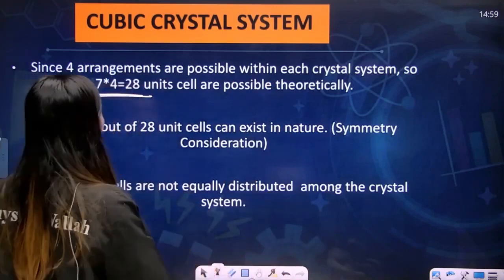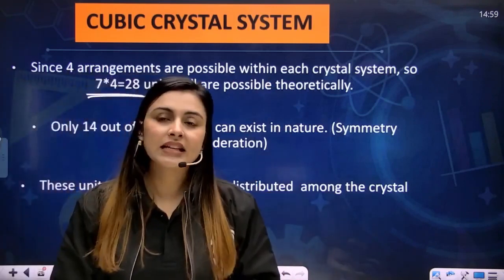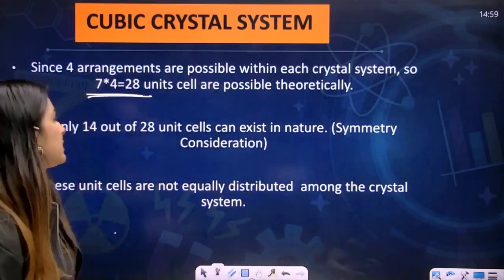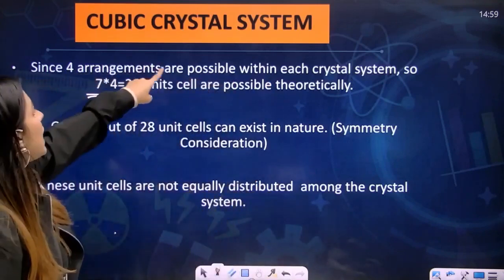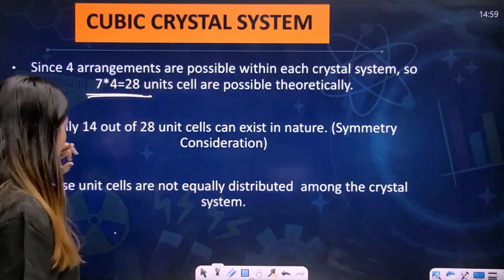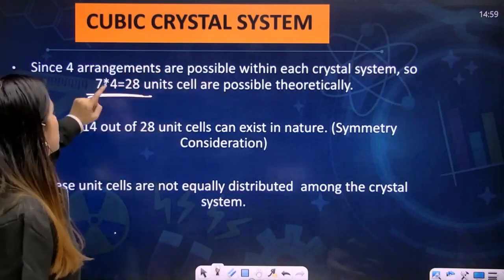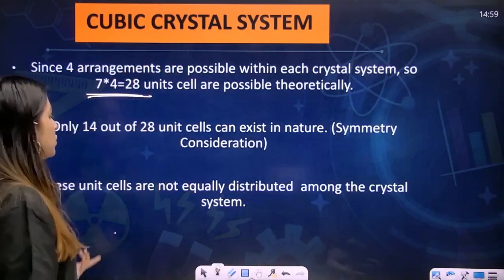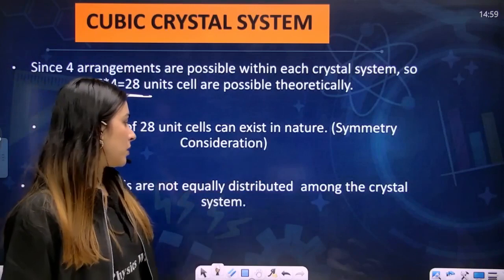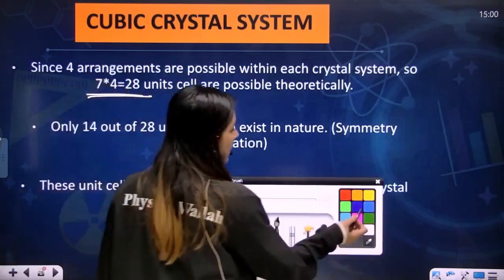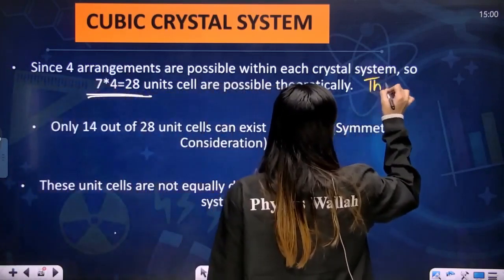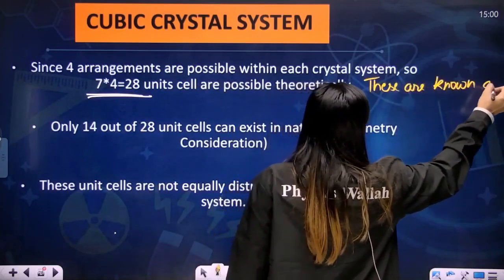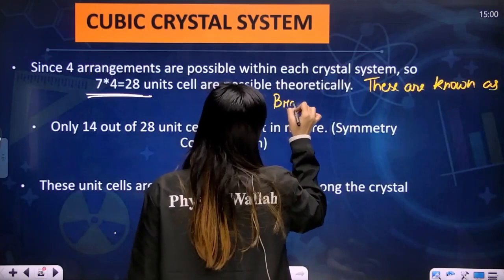And these are known as Bravais lattices. The name is given as Bravais lattices. Since 4 arrangements are possible with each crystal system, so 7 into 4, that is 28 unit cells are possible theoretically. These unit cells are not equally distributed among the crystal systems. Let me tell you, these are known as Bravais lattices.